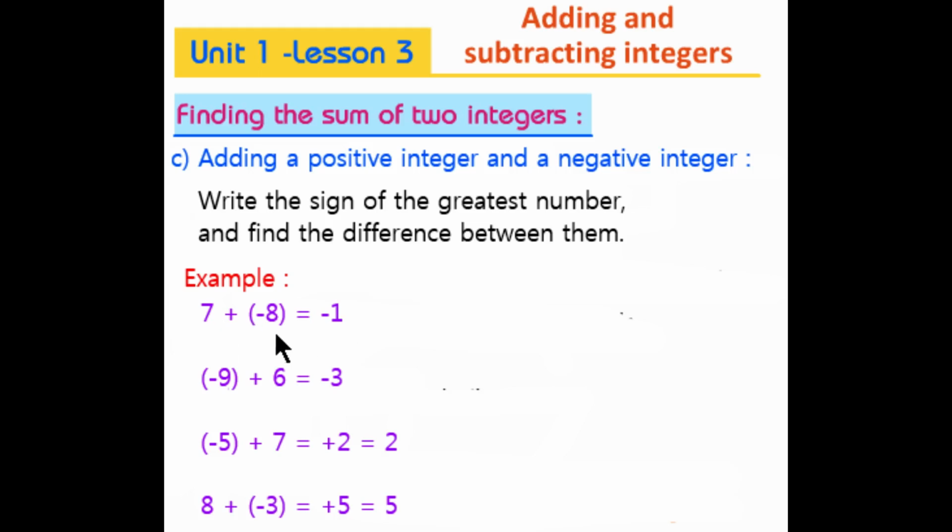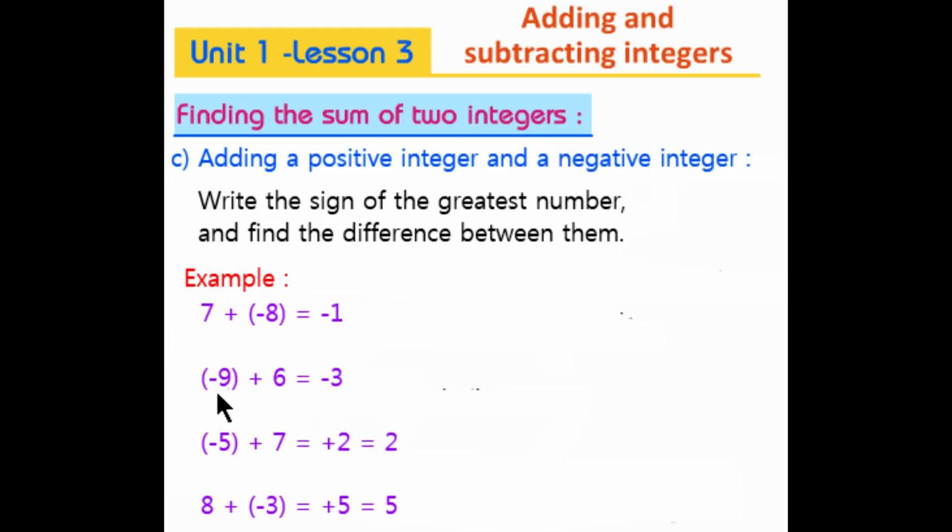Again, at first write the sign of the greatest number. The greatest number is 8. Write the sign of it, write minus or negative. And find the difference between two numbers, 8 and 7. 8 minus 7 equals 1.